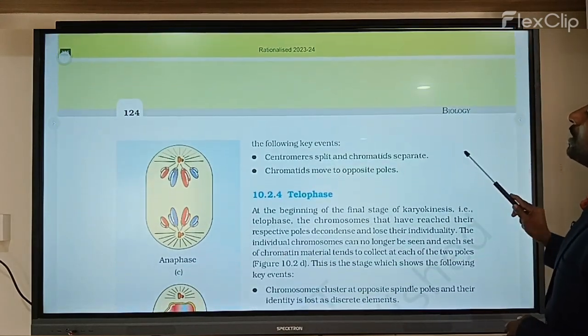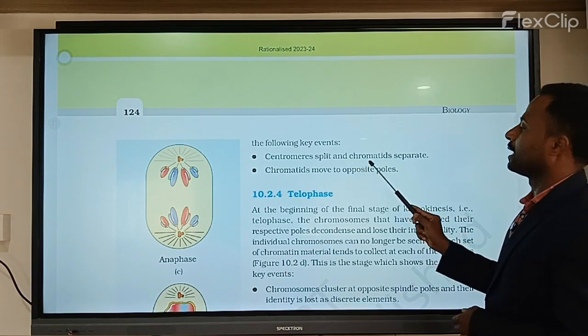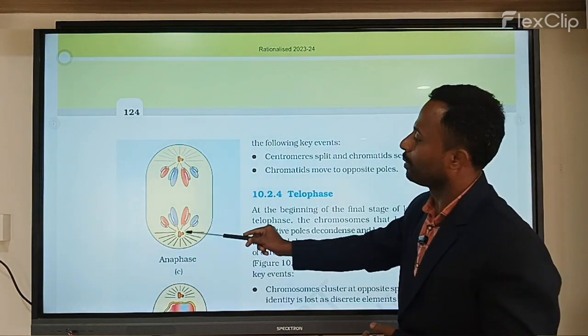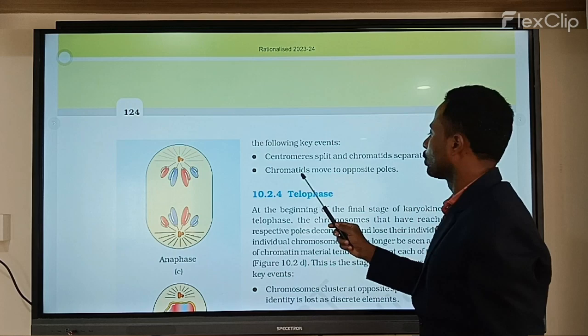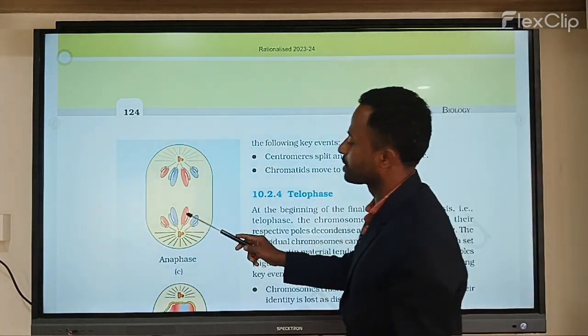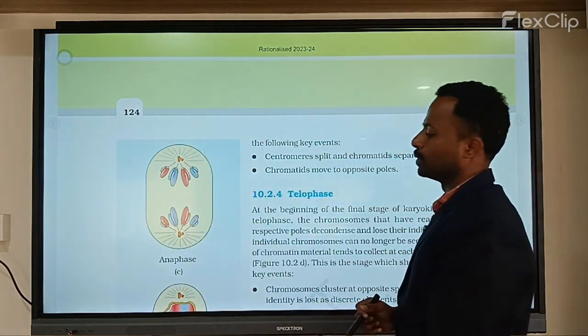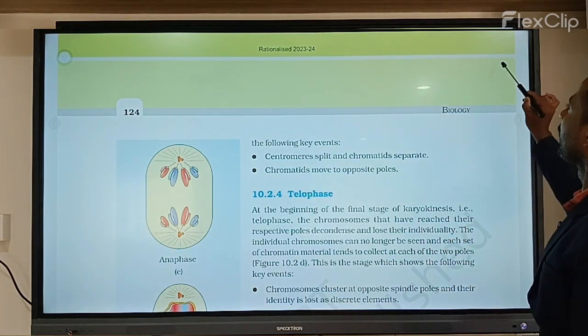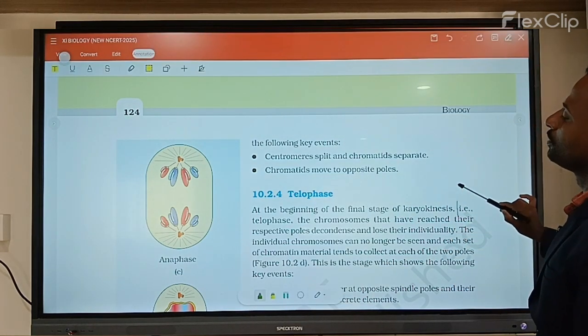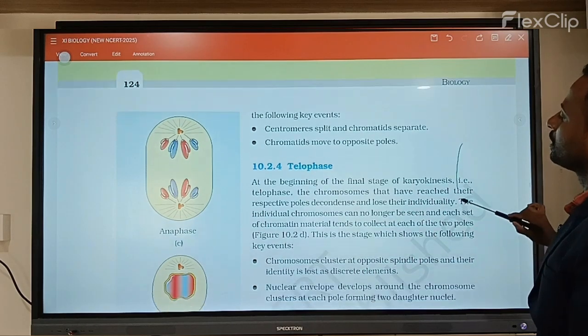First, the centromeres split and the chromatids separate. So here they get separated and the chromatids move to opposite poles. This is what happens in anaphase. Next, after this comes telophase.